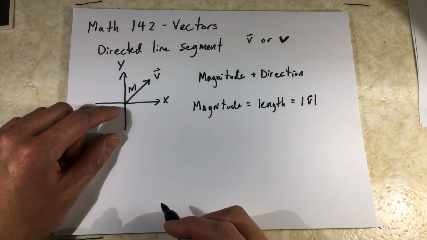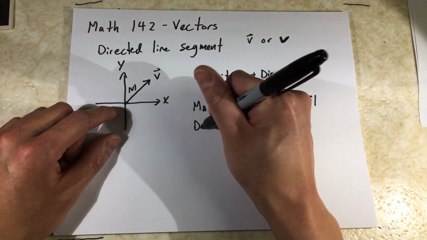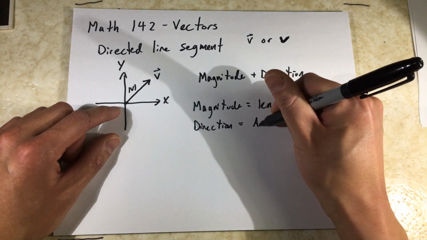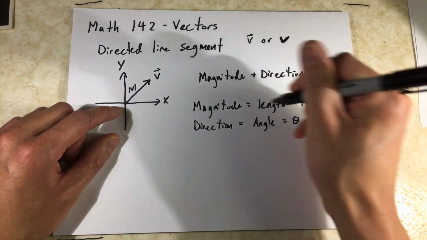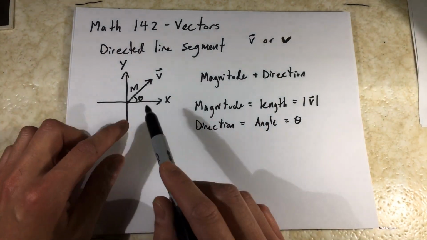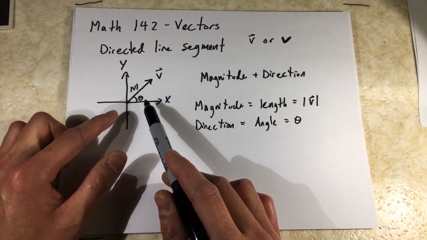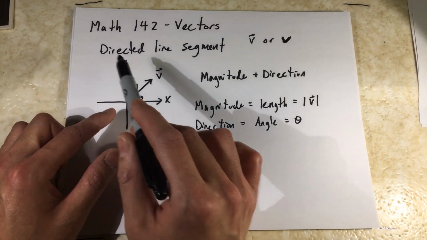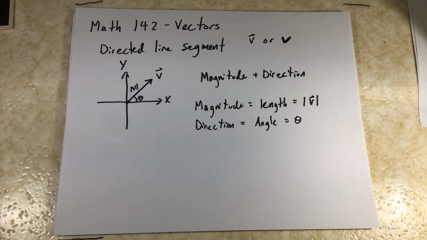Okay, and then we have the direction, which is the angle, and that's just the angle theta. And again, the way that we're going to do it is we're going to define this angle with respect to the positive x-axis. So the angles are positive counterclockwise from the positive x-axis.